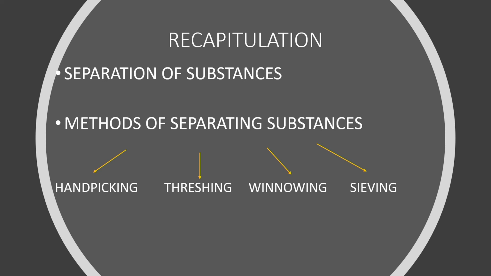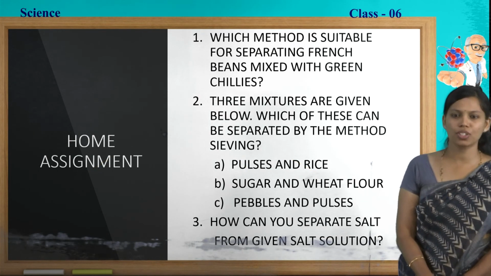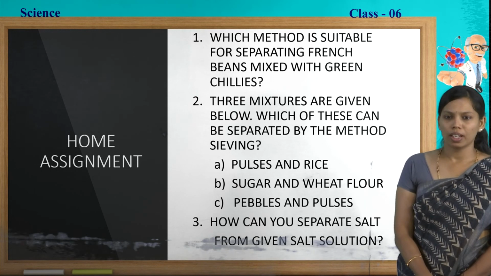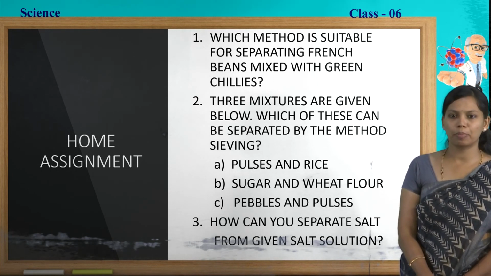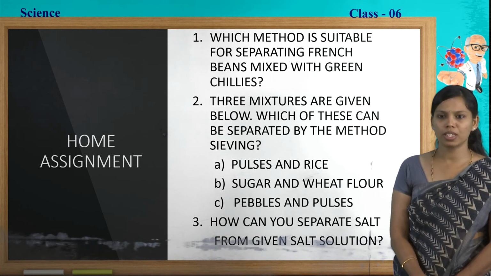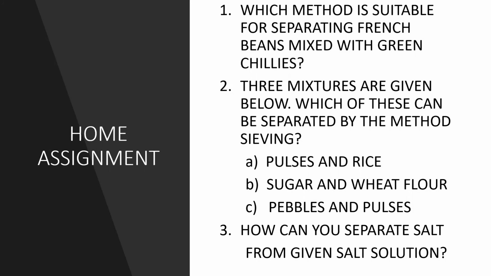At last, we shall see the homework. Home assignment. First one is, which method is suitable for separating French beans mixed with green chilies? In the sense, it is a mixture of vegetables, how to separate that? Which method is suitable for this? Go through that and answer.